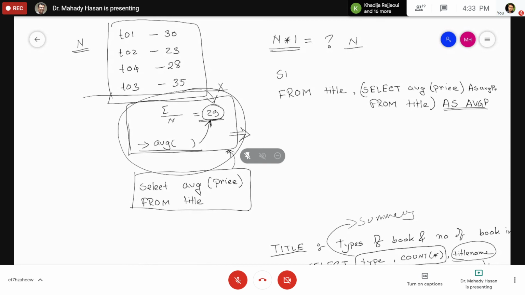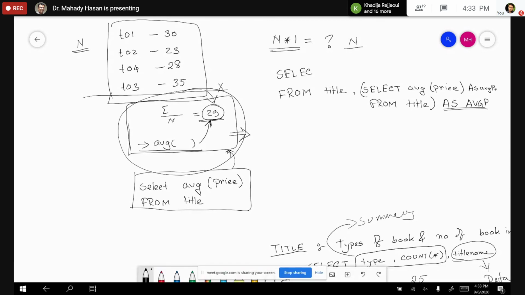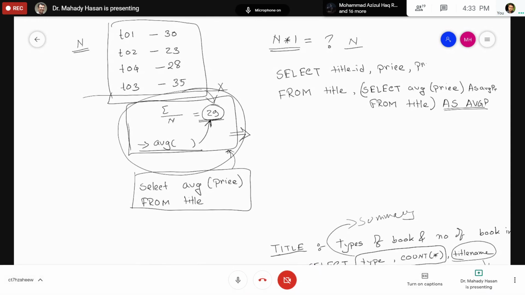So from here, under selection, we simply say title ID, comma, price, comma, then price minus AVG PR, because AVG PR is the average price, right? This is the new attribute. Okay. So then basically the answer would be done.